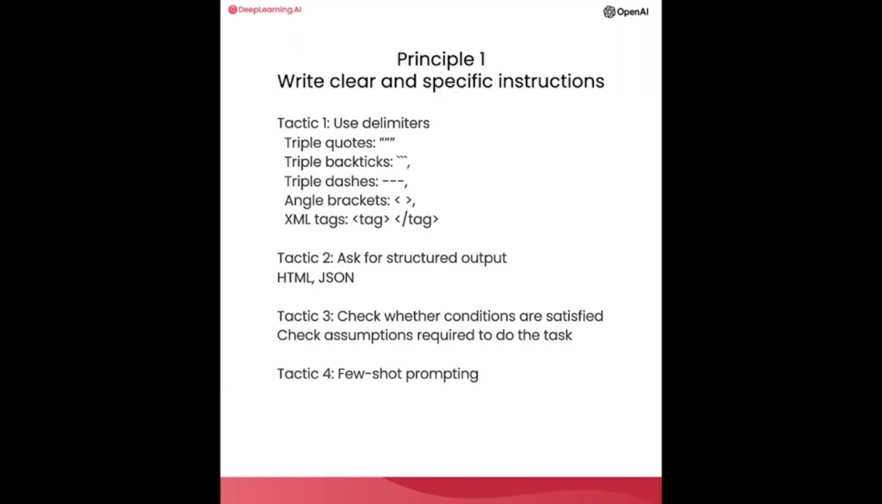Our final tactic for this principle is what we call few-shot prompting. This is just providing examples of successful executions of the task you want performed before asking the model to do the actual task you want it to do. So let me show you an example.